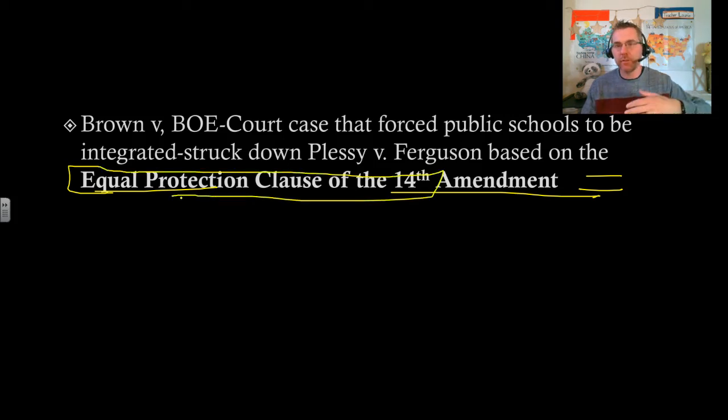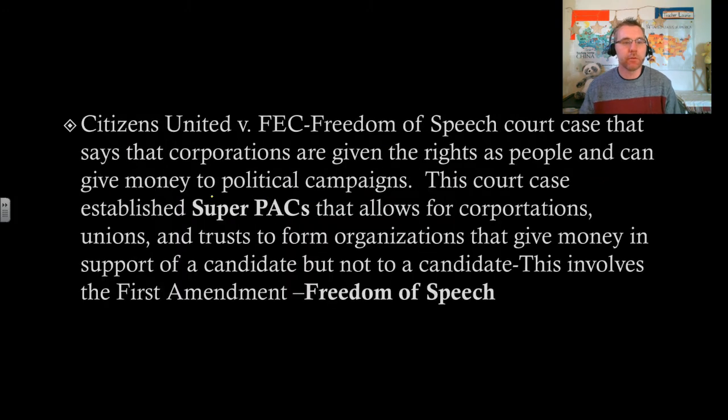Obergefell versus Hodges, the Supreme Court case that allowed for gay marriage, also falls under the Equal Protection Clause, right? The idea that states cannot discriminate against people based on their sexual orientation, who they want to marry. So Brown's a big one, and we'll talk more about that.